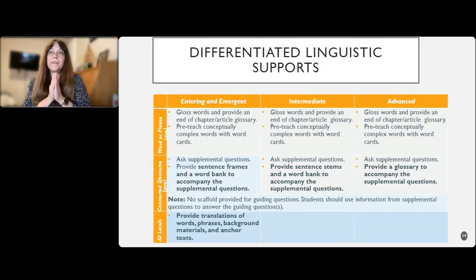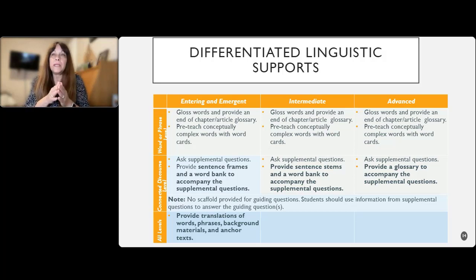This slide displays the types of linguistic supports that can be used for English learners at 3 different levels of proficiency. Entering and emerging, that's your beginning level, intermediate, and then advanced. Now, I would like you to focus on that discourse level of this slide. Look at the entering and emerging level. Sentence frames are provided, and a sentence frame is really a complete sentence, a structure that the students have to fill in the blank with words.